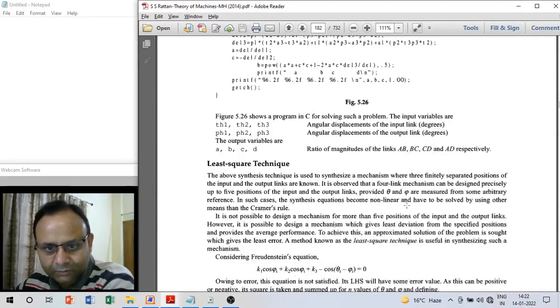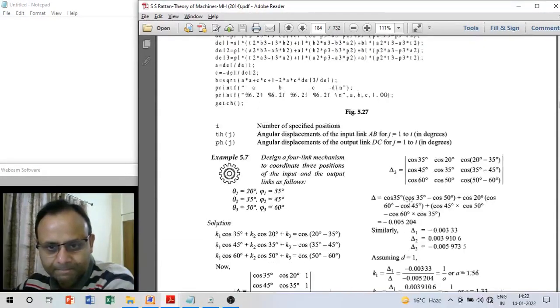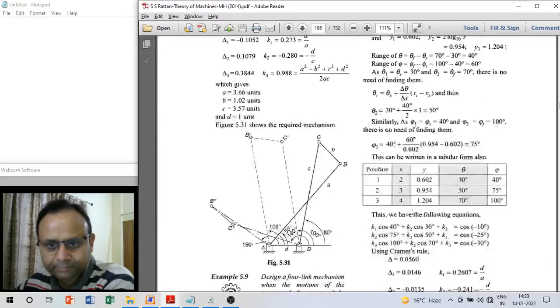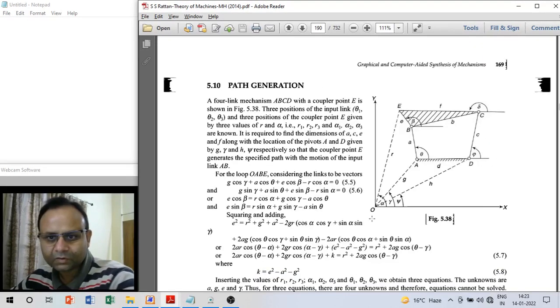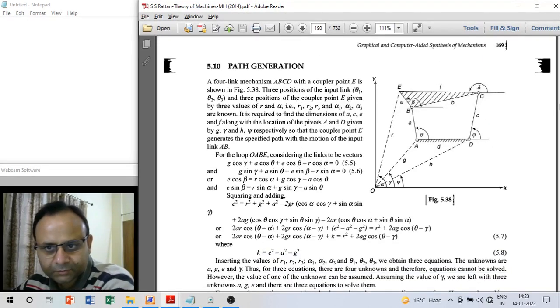but I'll just refer you to this section, section 5.10. Let us just go through this figure. These are the coordinate axes x and y, and you are given the three positions of E, let us say. E's distance from the origin is r, its angle is alpha. So you'll be given r1 alpha 1, r2 alpha 2, r3 alpha 3.